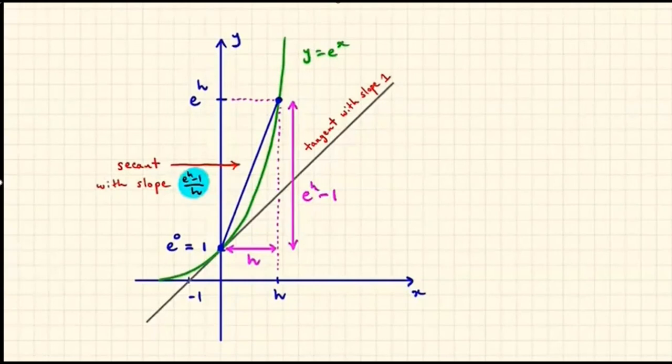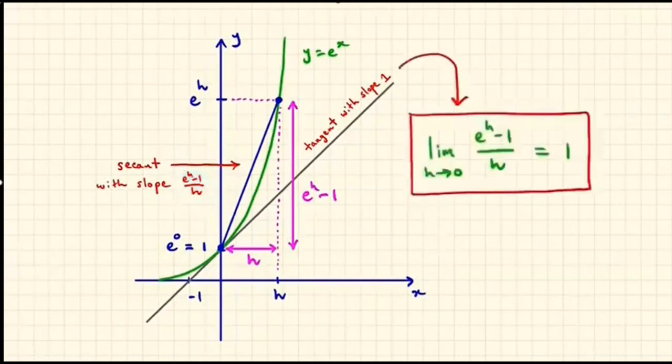As h tends to 0, this slope tends to the slope of the tangent line, which is 1. Thus, the limit as h tends to 0 of e to the h minus 1 over h is just 1. This limit is very special, and in fact, the foundation for the central role Euler's number e plays in mathematics.